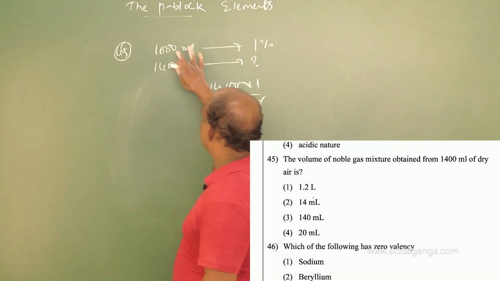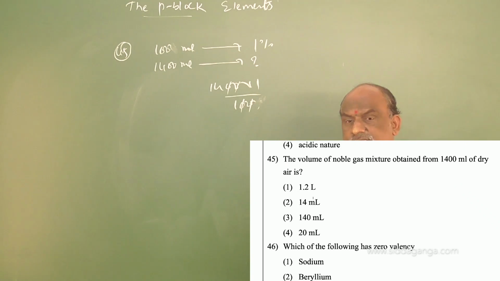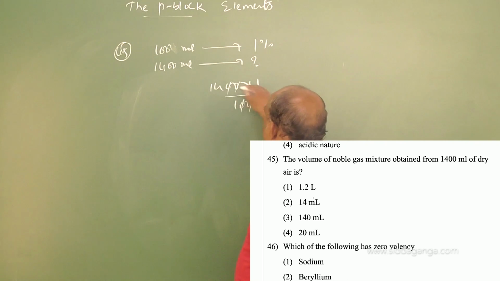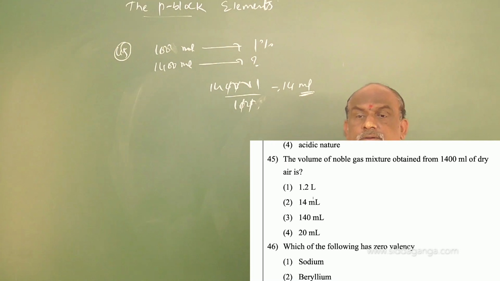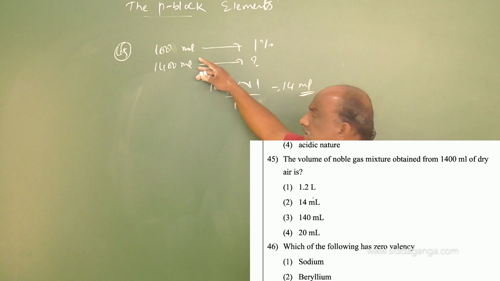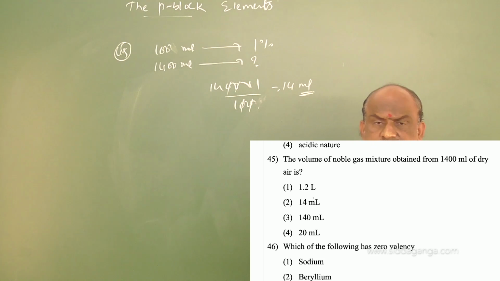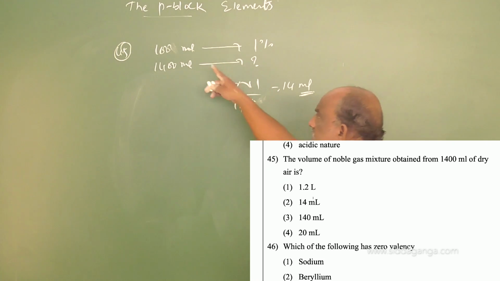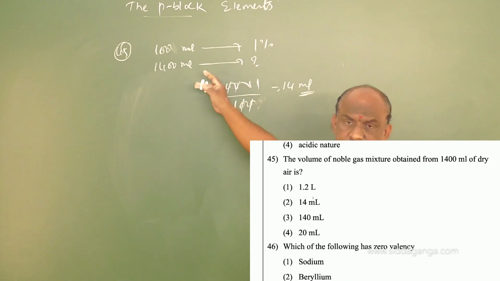Sorry, 100 ml contains 1%. 100 ml contains 1%. Then what will 1400 ml of dry air contain? The zeros get cancelled, and the answer is 14 ml. We will get 14 ml of noble gas mixture present in 1400 ml of dry air. So you should write that 100 ml of dry air contains 1% noble gas. This is a physical property given in the text; based on that, you have to solve this question. Suppose 1200 ml was given, the answer is 12 ml. Here 1400 ml was given, so the answer is 14 ml.